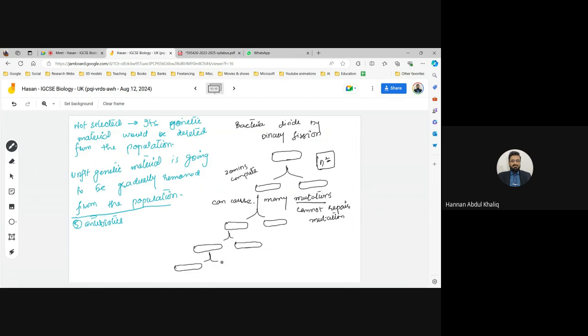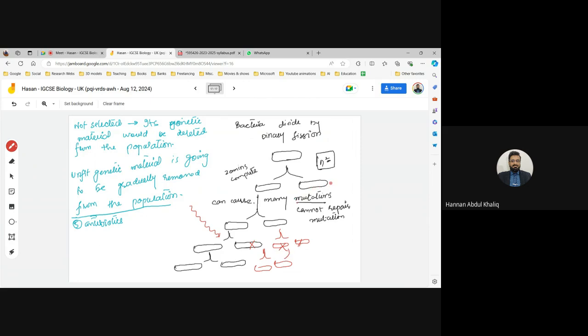Surviving against what? The bacteria are now surviving against the antibiotics. Suppose that we apply the antibiotic at this level, and this one would die. Every offspring of it would die. Everyone is dying. All of them are dying.